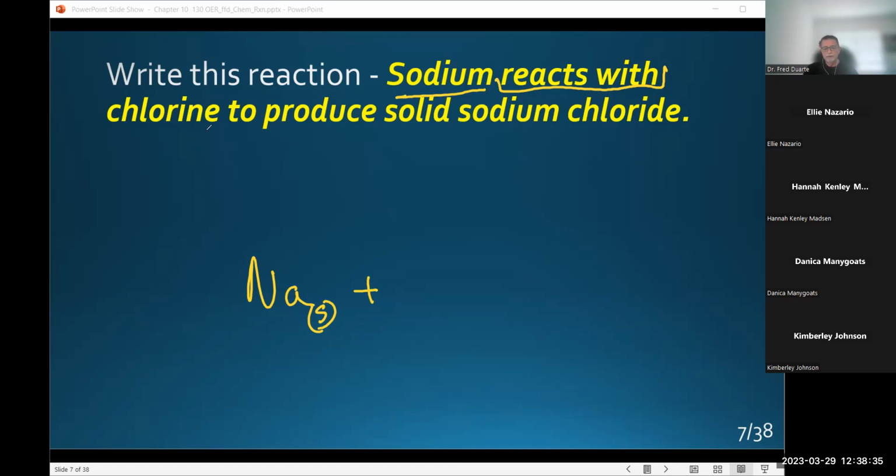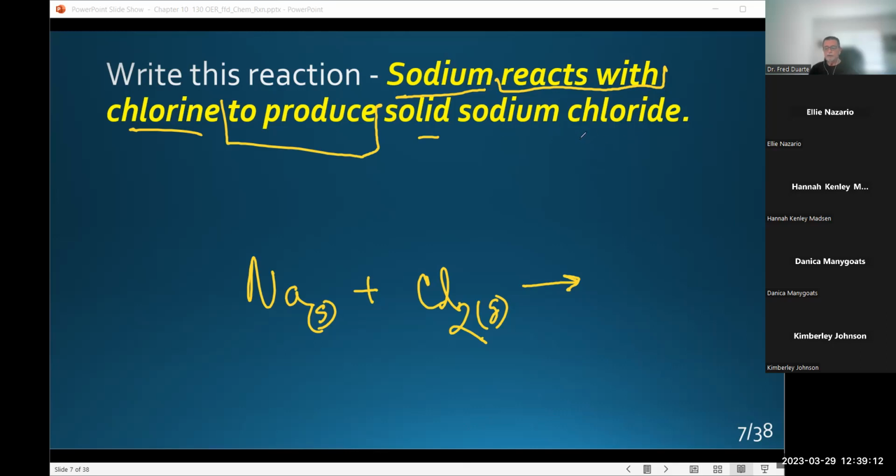And here we have chlorine. The symbol for chlorine is Cl, and we know that it is diatomic and that it's a gas. To produce is the key word, like reacts with, to produce, makes, things of that nature. It represents the reaction arrow. What follows after those keywords are the products. And here it tells us solid sodium chloride.